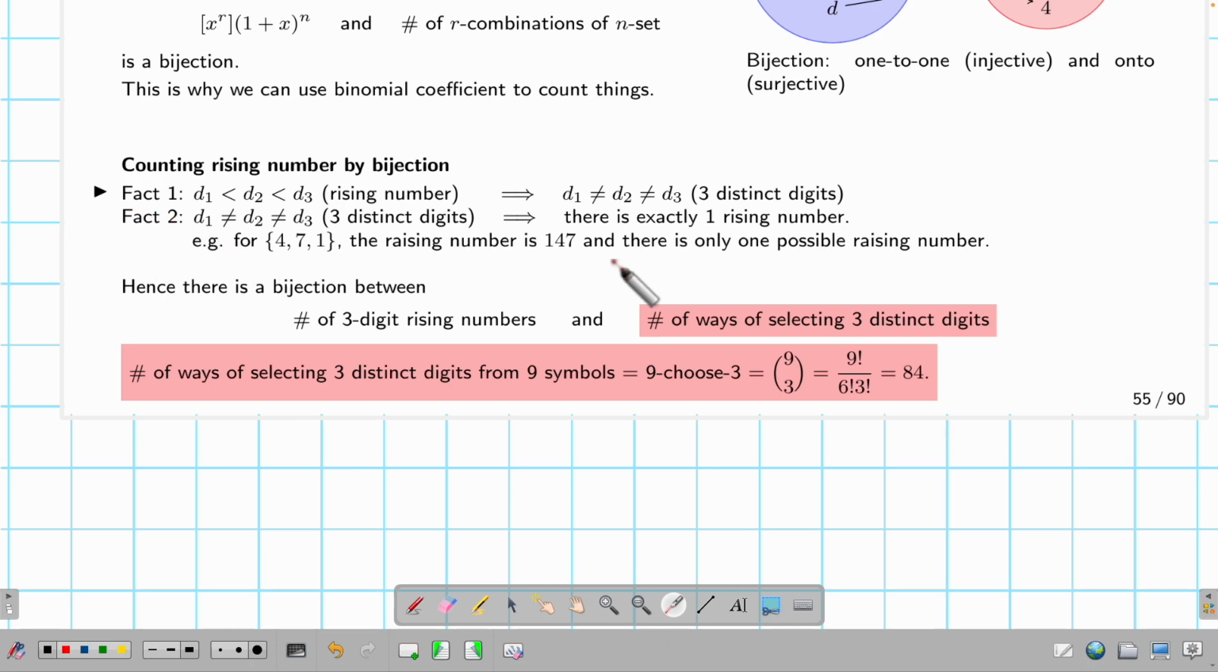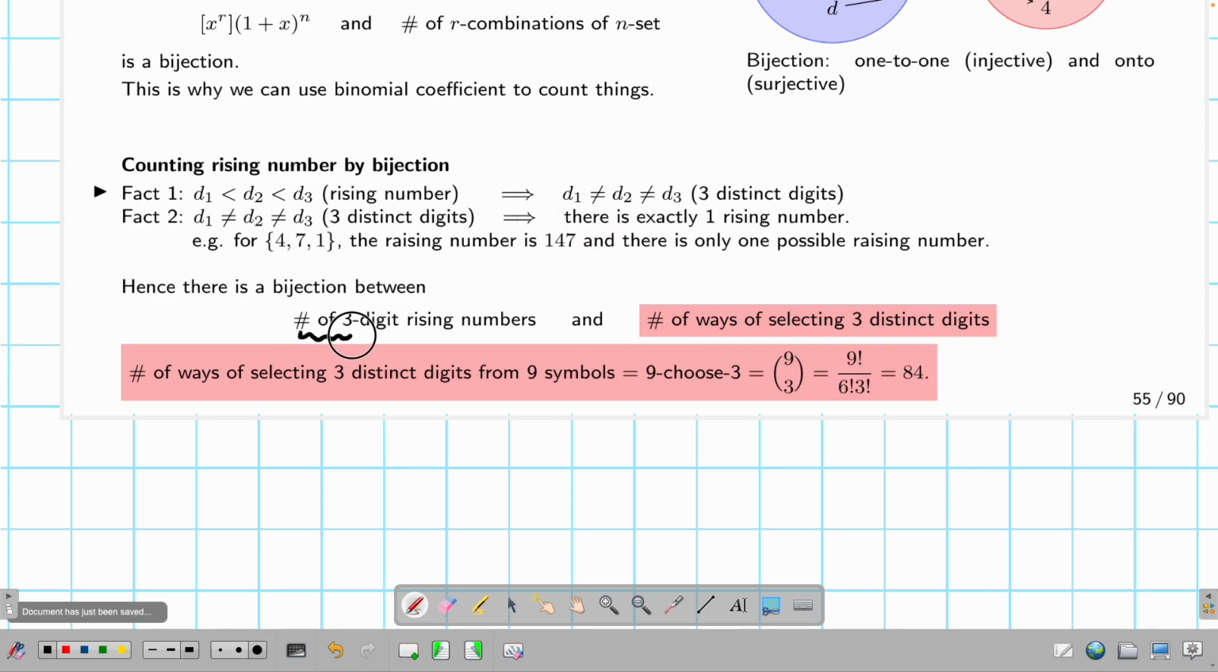Fact 2 is saying that if I have 3 distinct digits, I can point an arrow back to a rising number. In other words, fact 1 means I have an arrow this way, and fact 2 means I have an arrow this way. So what is this? This is if and only if, as in logic. But in combinatorics, we can say that means the number of 3-digit rising numbers and the number of ways of selecting 3 distinct digits have an if and only if.